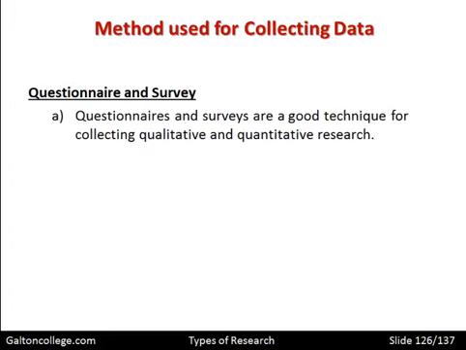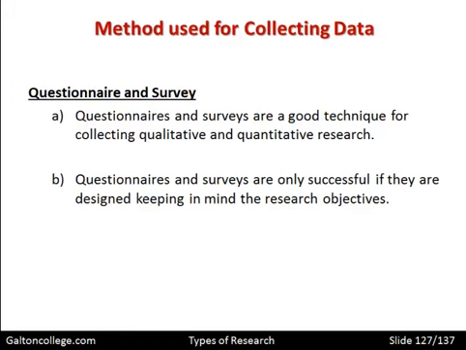Questionnaires and surveys. Well, questionnaires and surveys are good techniques for collecting qualitative and quantitative data. So questionnaires and surveys can collect both types. Questionnaires can collect quantitative data as well as qualitative. Questionnaires and surveys are only successful if they are designed keeping in mind the research objectives. So it's imperative, it's absolutely crucial that the questionnaires and surveys know what the research objectives are, and that's the focus of the activity.